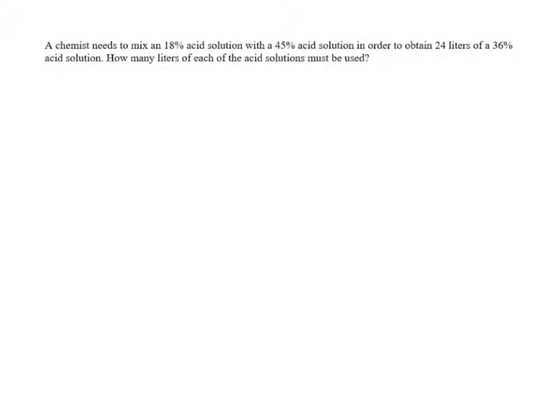In this case, we're mixing two different chemicals, one that has 18% acid and one that has 45% acid, to try and produce a third chemical that has 36% acid. When they ask us how many liters of each of the acid solutions must be used, they're asking how many liters of the 18% solution and the 45% solution, because those are the ones that we're actually using to do the mixture. So those are going to be represented by X and Y. The first one is the 18% solution.